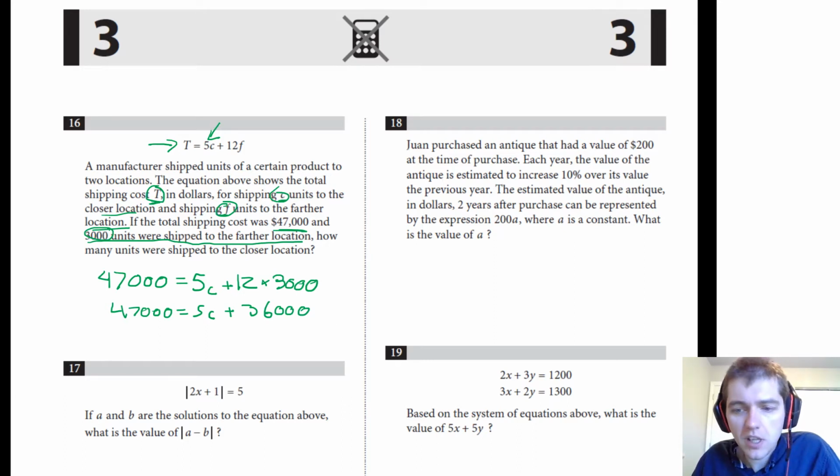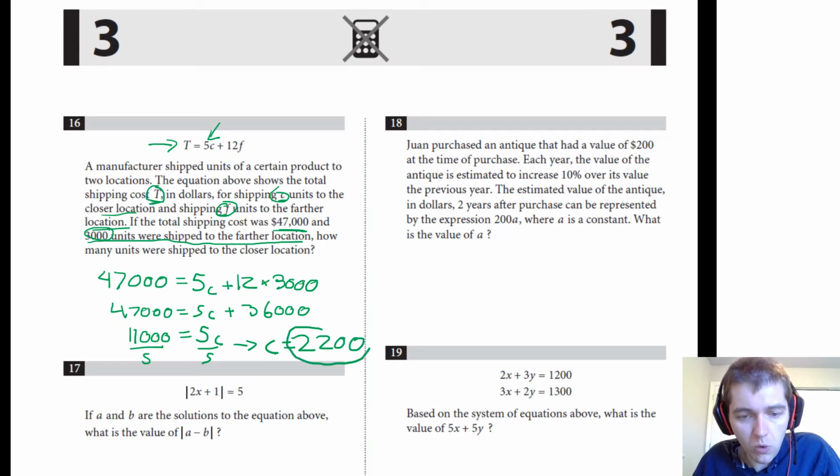47,000 minus 36,000, you'll be left with 11,000 is equal to 5C. Divide both sides by 5. 11,000 divided by 5, you can think of it as 10,000 divided by 5, which is 2,000, and then 1,000 divided by 5 is 200. So add those together, and that leaves you with 2,200. And that is your answer. You can bubble in 2,200 as the correct solution.